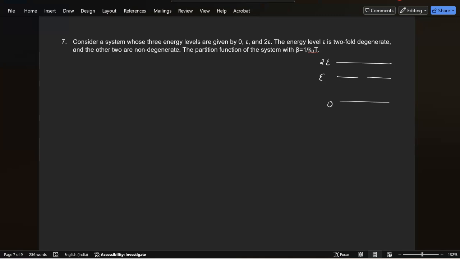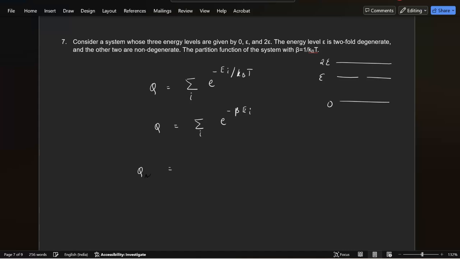So how do you calculate the partition function? Can you tell me the formula? Do you remember? Sigma over i of e to the power minus energy i divided by kBT. Do you remember this? Yes, sir. So that's what we have to use. Here 1 by kBT is beta. I'll just write it as beta. Right. This is the formula. So we need to write it like this.